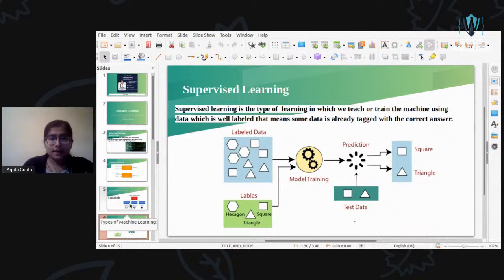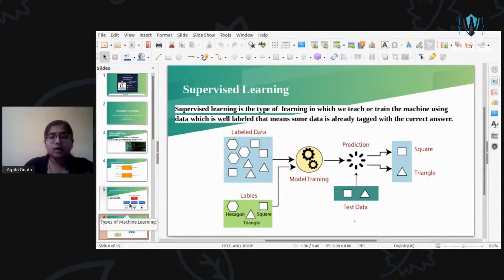If you are looking at the diagram right here, for example, in the blue box, on the left side there's labeled data which has squares, hexagons, and triangles, and we are giving the corresponding labels for that. In the green square at the bottom, it has hexagon, triangle, square, and we are giving the data to the model. The model is being trained, and after training we are giving test data to the model.